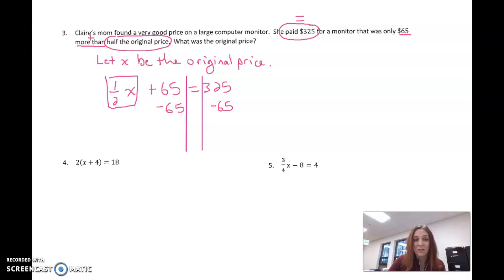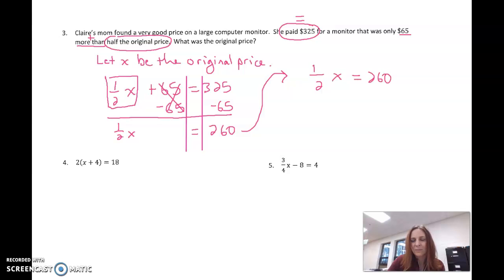Whatever I do to one side, do to the other. I bring down my half of x. That gives me 0 equals, and I believe that works out to be 260. Okay. I'm going to bring this up here because we need to talk about how we deal with this half. This is half times x. So we undo multiplying by dividing. 1/2 divided by 1/2 is 1x.